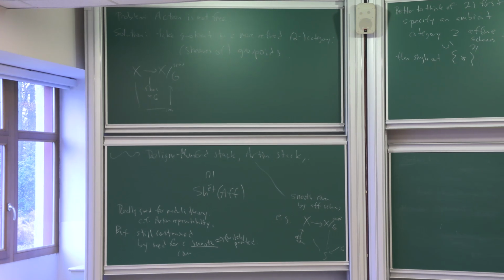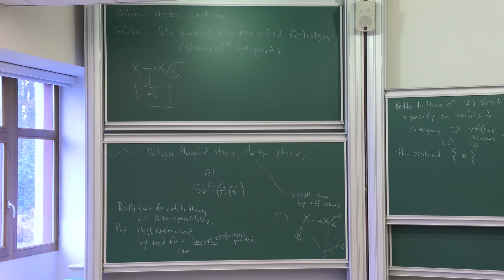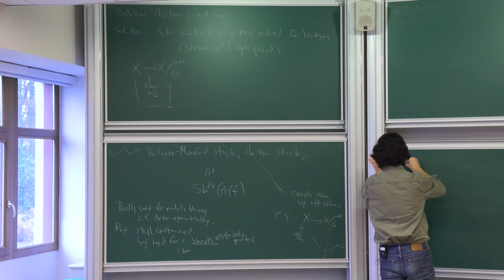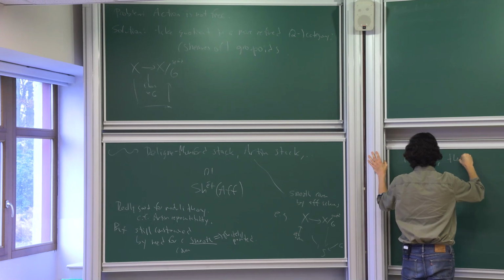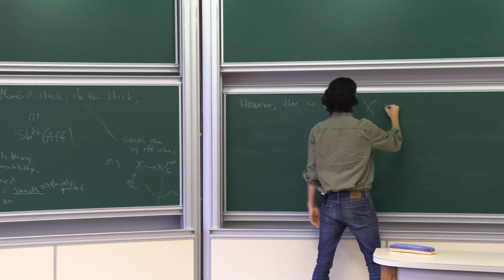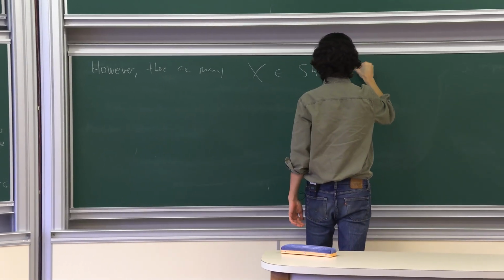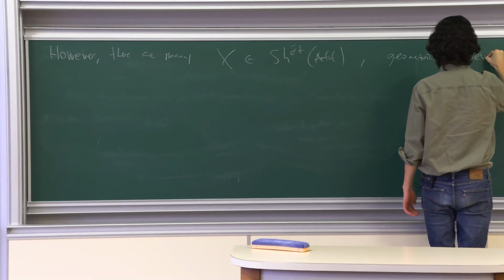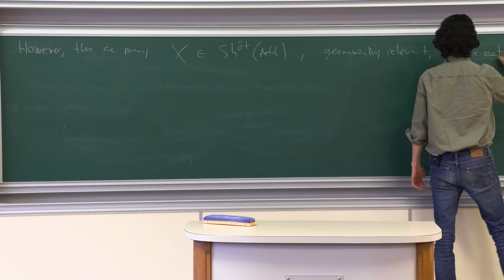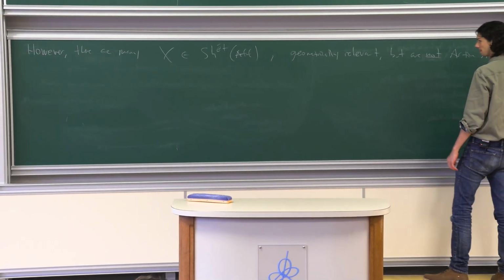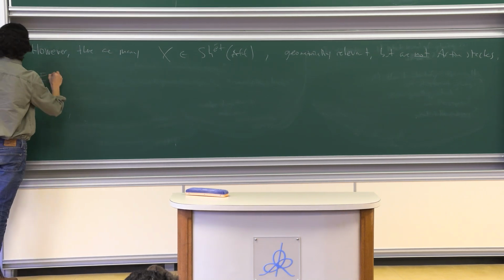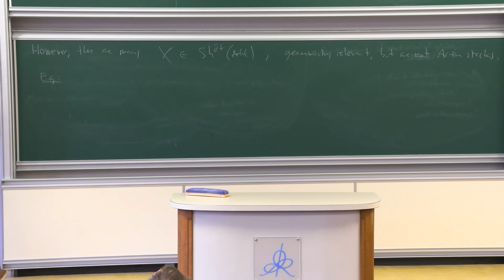So it turns out, however, there are many objects, let's say X in étale sheaves on affine schemes, which are geometrically relevant, but are not schemes, or not Artin stacks, or not whatever. So one example is formal schemes.